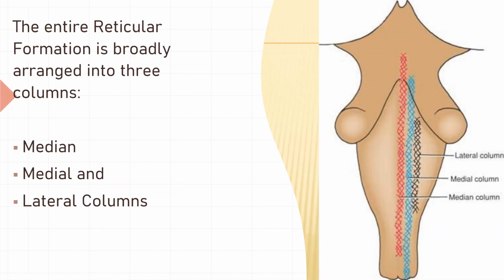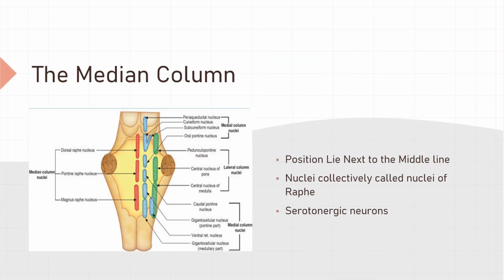So the diffuse neuronal aggregates of the entire reticular formation are arranged in three columns: the median, medial, and lateral columns. The median column lies next to the midline. The nuclei of the median column are collectively called the nuclei of Raphe, and these are serotonergic neurons. Basically, they are the unique source of the neurotransmitter serotonin, which plays a pivotal role in the regulation of brain development and function.